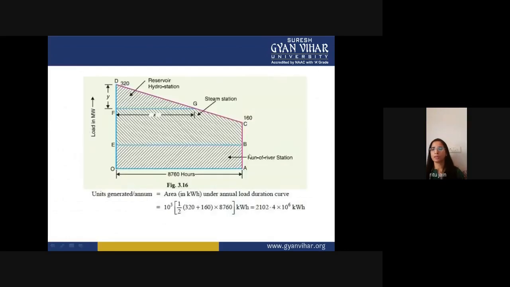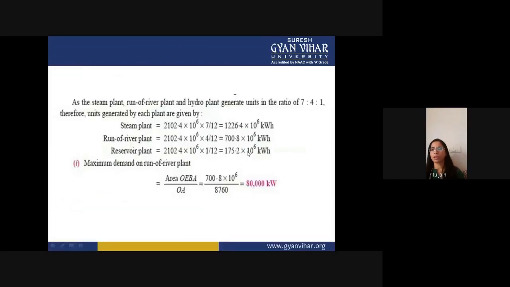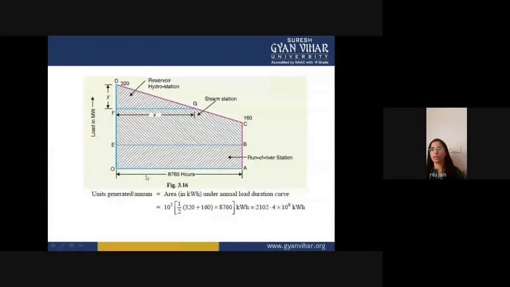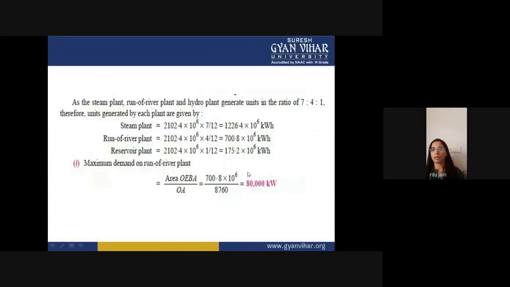Now, maximum demand on the runoff river plant. The runoff river area is this area, OEBA. The maximum demand can be calculated by this formula: OEBA divided by OA. You will get the maximum demand which is fulfilled by the runoff river power plant. So 700.8 into 10 to the power 6 kilowatt hour units are generated by the runoff river plant. When you divide it by the total hours in a year, then you will get the maximum demand on the runoff river plant.